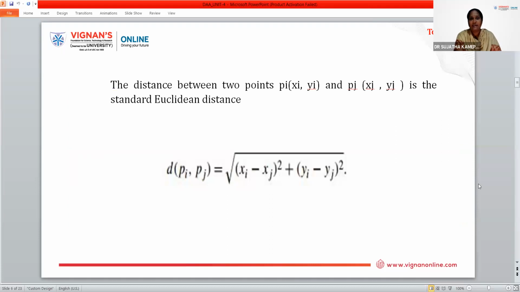Now, how to find the distance between two points? I already mentioned that we will use Euclidean distance. Here is the formula for Euclidean distance. Point 1 is (xi, yi) and point 2 is (xj, yj). I want to find the distance between these two points. The distance of pi and pj is equal to the square root of (xi minus xj) whole square plus (yi minus yj) whole square. This is the Euclidean distance.